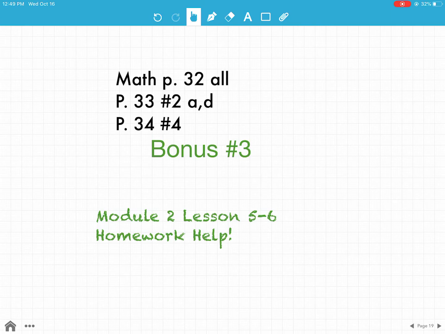Alright, this is Homework Help, Module 2, Lessons 5 through 6. We're actually only working on 6. 5 and 6 are very similar. So it's basically using an area model and connecting it to the distributive property to partial products of the standard algorithm with renaming.